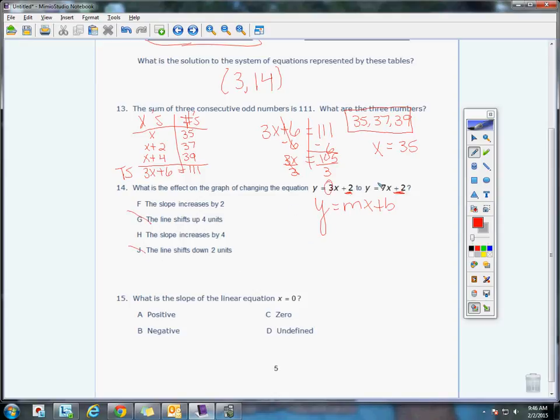You start off with 3, you went up to 7. So it either increased by 2, which 3 plus 2 is 5, not 7, or it increases by 4. 3 plus 4 is 7. So your answer here is H.